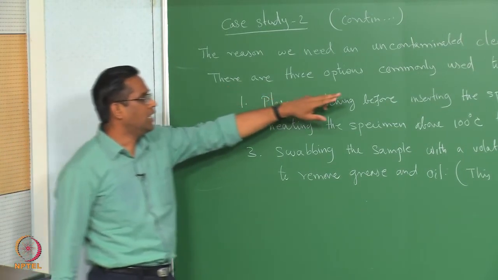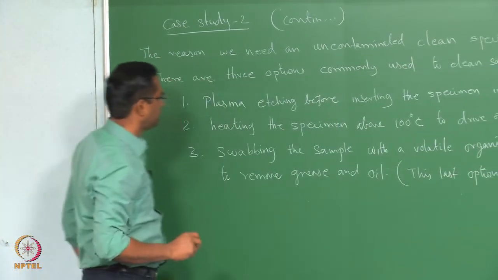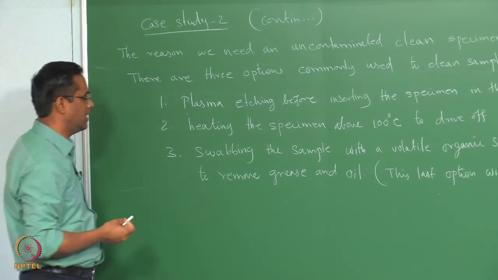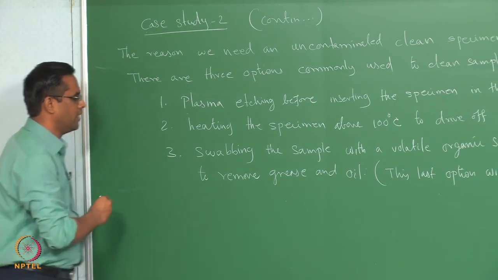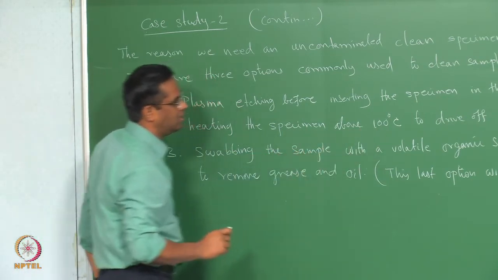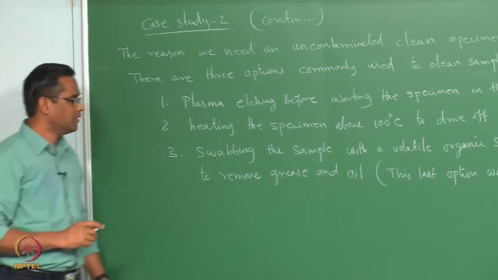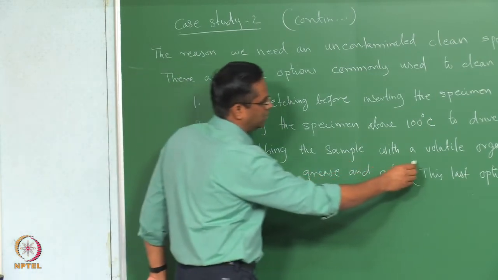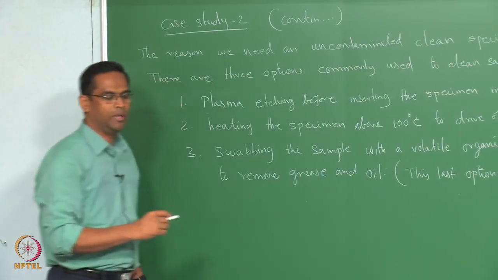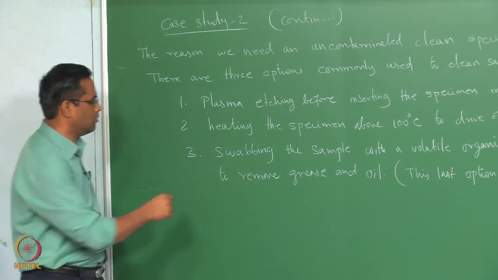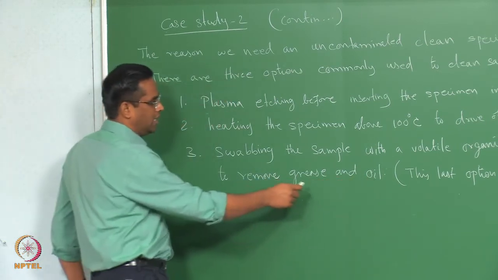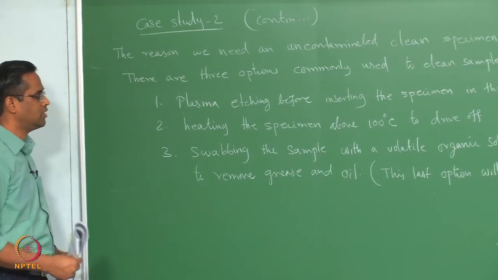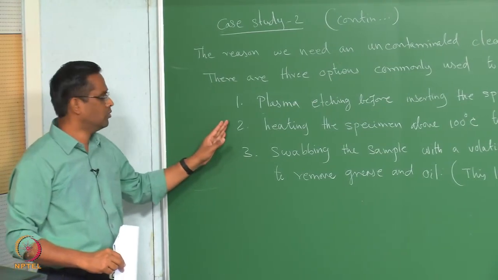There are three options commonly used to clean samples. The first one is plasma etching before inserting the specimen in the SEM. The second option would be heating the specimen above 100 degrees centigrade to drive off absorbed gases and water. And the third one is swabbing the sample with a volatile organic solvent. It could be acetone, ethanol or methanol to remove the grease and oil. Of course, this option will only remove the soluble contamination. So, you need to follow any one of the previous two to remove the other contaminants.